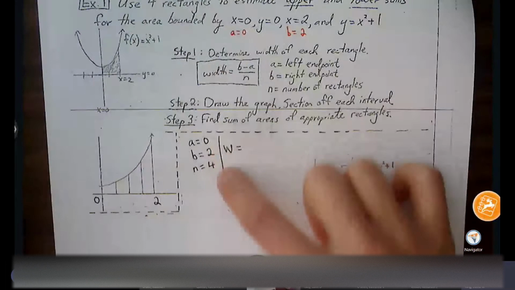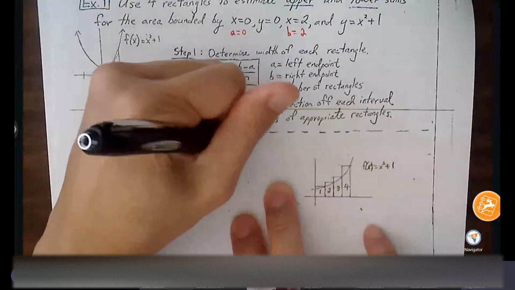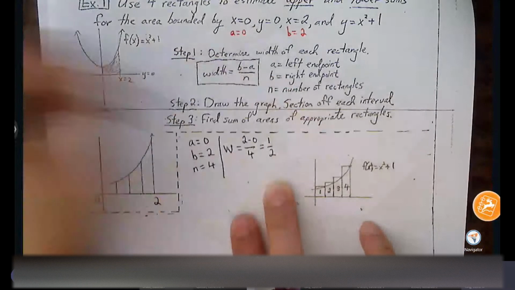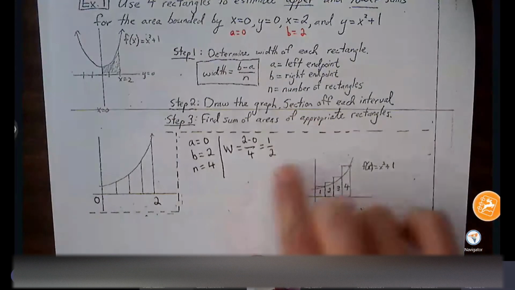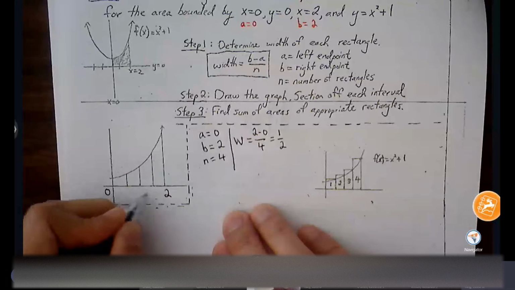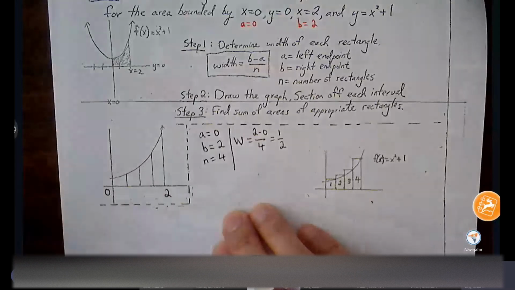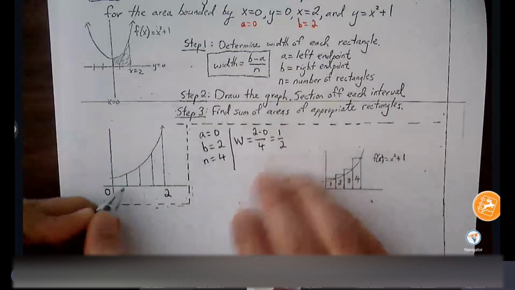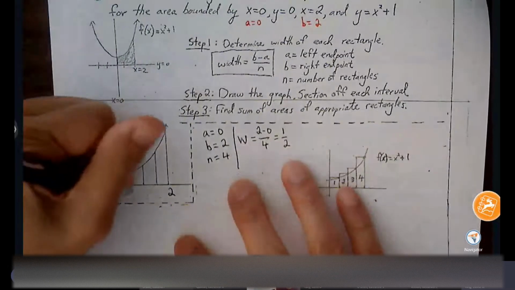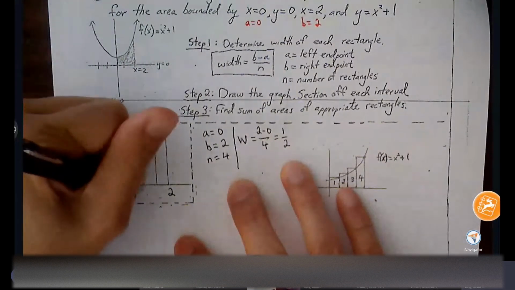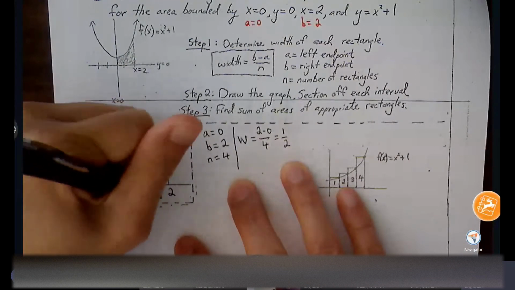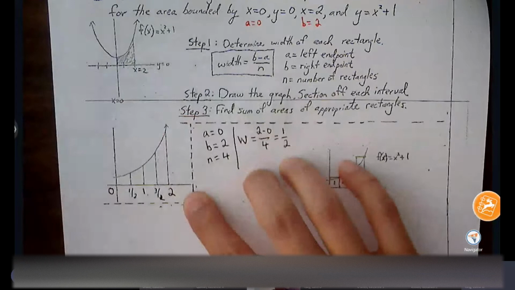So (b − a)/n is 1/2. Take 1/2, and we're going to keep adding 1/2 so we can find the endpoints of each subinterval, and make sure we get to that 2. So 0 plus 1/2 is 1/2, plus 1/2 is 1, plus 1/2 is 3/2, plus 1/2 is 2.